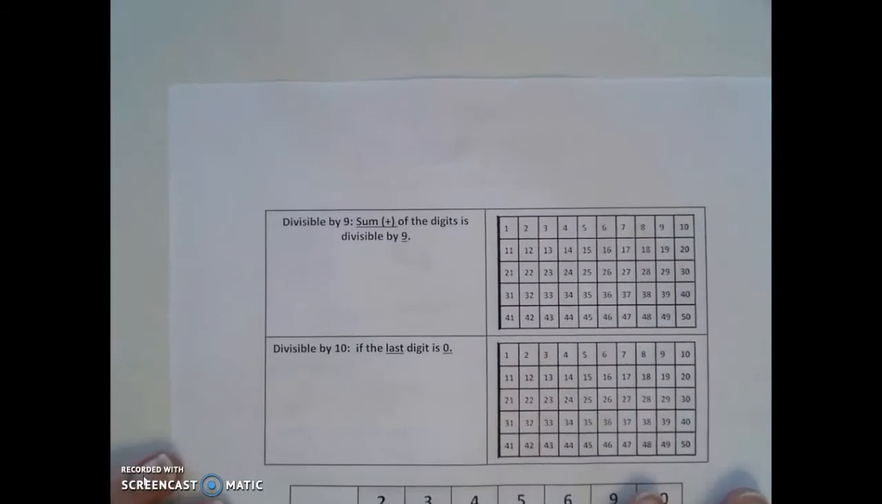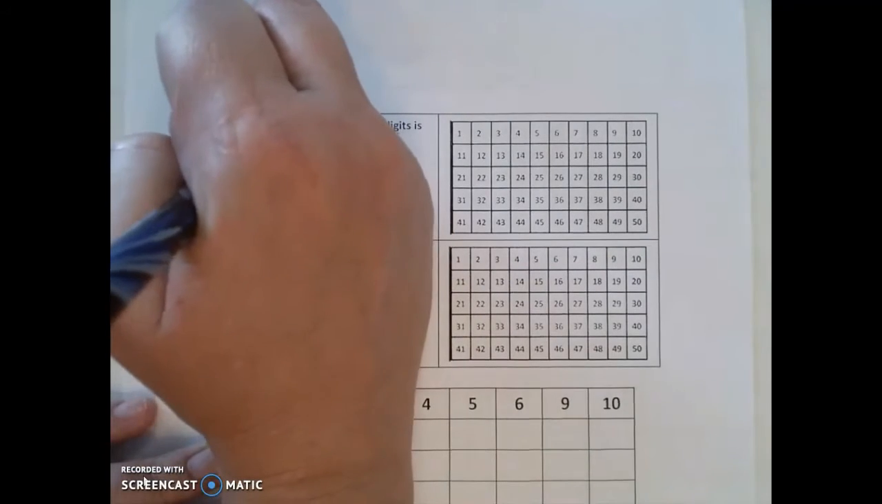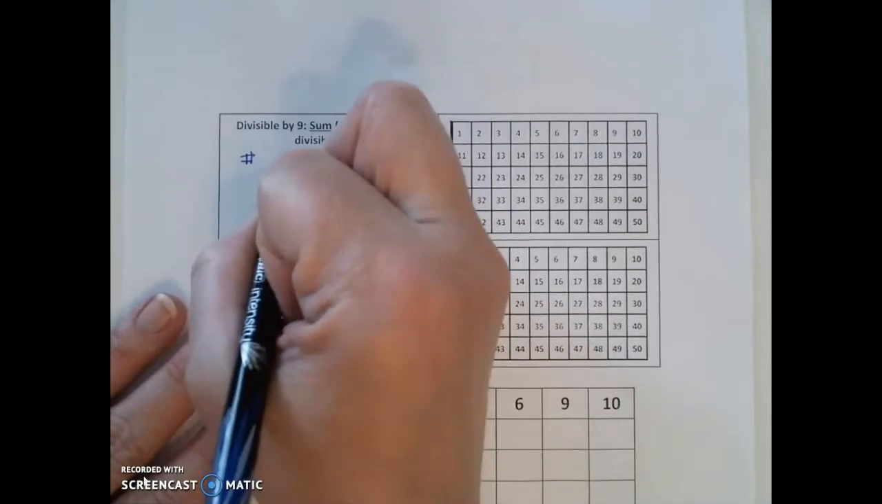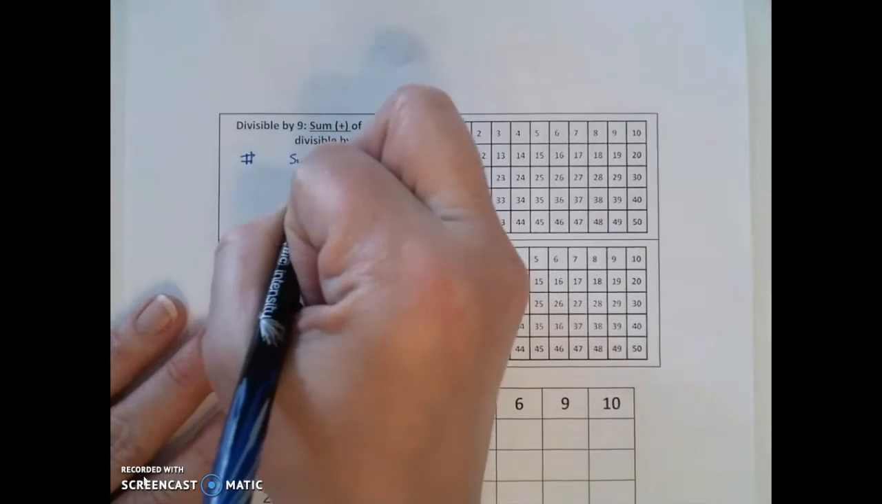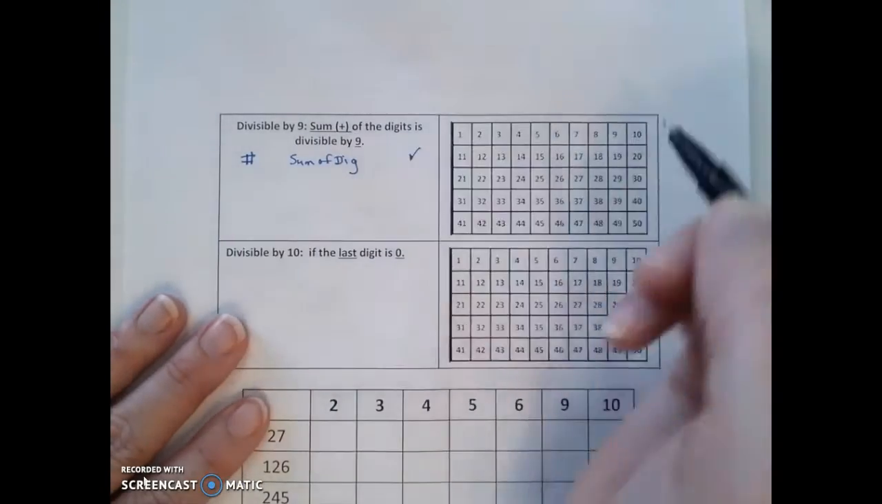The next number we're going to talk about is 9, and it is the same rule as 3. You do the same action, which is adding your digits, but then the answer has to be divisible by 9. So we're going to make a table just like we did for 3, where we have the number sign, the sum of digits, and then our checkbox for yes or no.